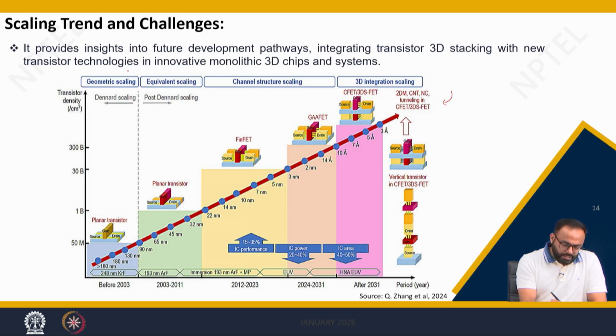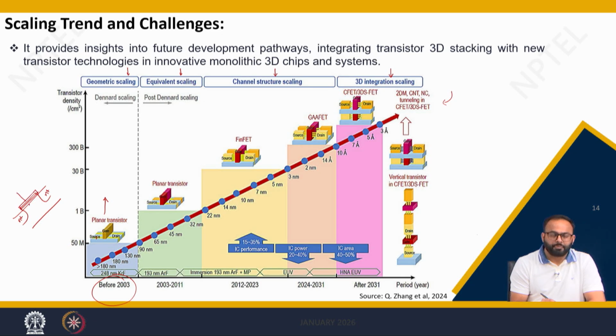Broadly, the scaling is divided into 4 subcategories: geometric scaling, equivalent scaling, channel structure scaling, or 3D integration. Before 2003 or around 2000, we were actually talking about planar MOSFETs. Like what we have discussed in this course, we have source, drain, and the gate at the top. So, the gate is controlling the channel charge from one end.